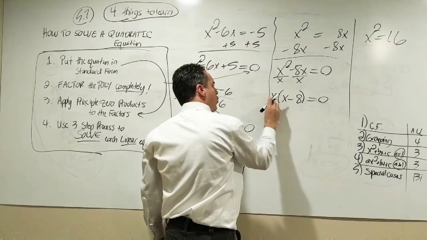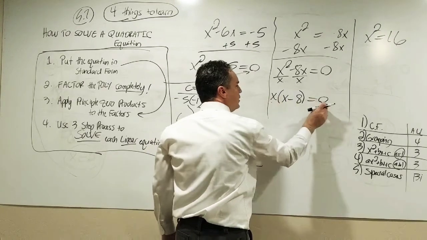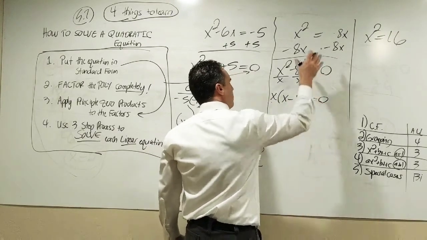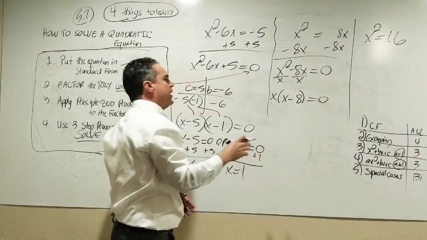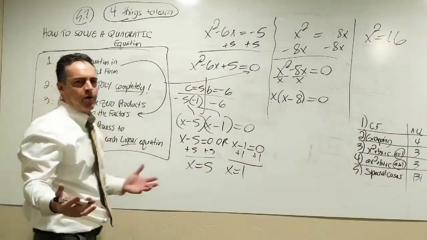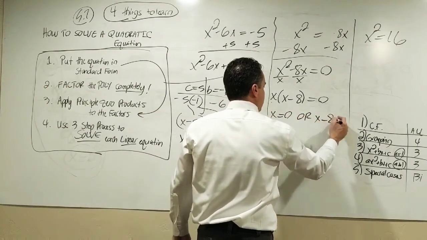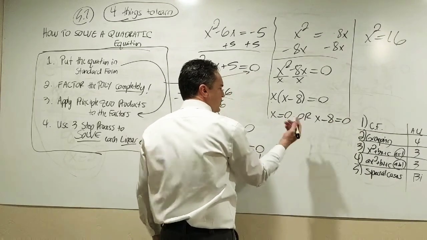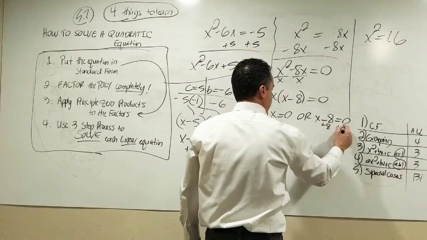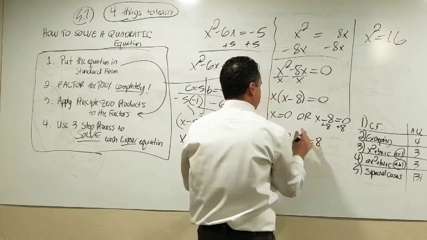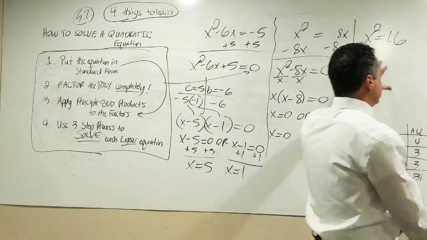Look at this. I have one thing being multiplied times another thing. A mono times a bi. Therefore, the mono must equal 0 or the bi must equal 0. The purpose of putting it in standard form was to set it equal to 0 so I could then apply the principle of zero products. So x equals 0 or x minus 8 equals 0. Well, this one's done for us. There's our solution. Yep, x equals 0. Here we're going to add 8 and add 8. Therefore, x equals 8. There's my two solutions. Nice, okay?